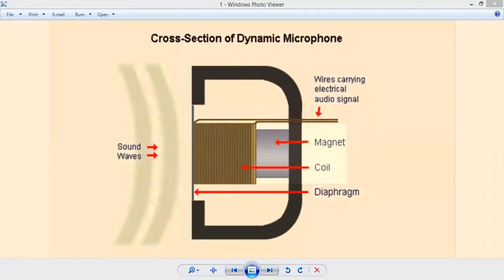So depending upon the channels, there are two types of audio amplifiers, that is mono amplifier and stereo amplifier. The mono amplifier means if only one sound channel is amplified faithfully, that means single, then it is called as mono amplifier. Mono means single. And stereo is a Greek word. So stereo means two channel.